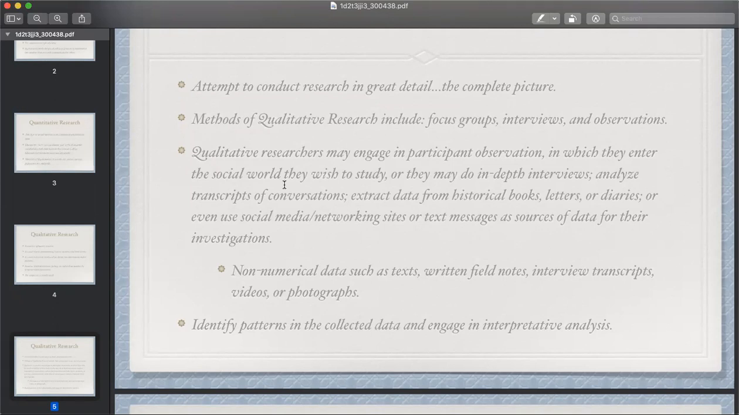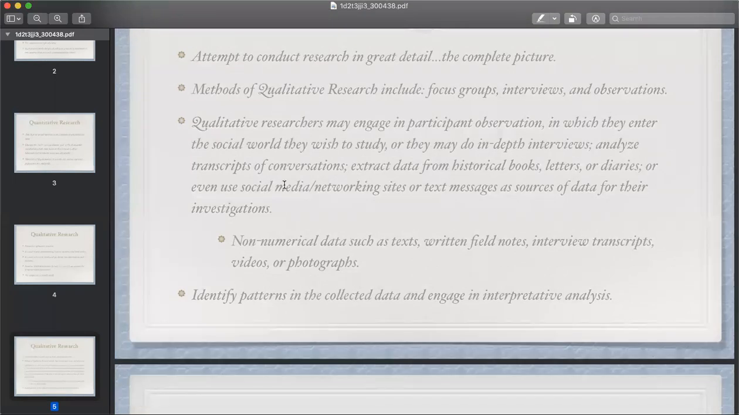Now, when we start to look at qualitative research, we can look at our in-depth interviews and the transcript of those in-depth interviews. We analyze the data, the information that's gathered. We look at historical books, letters, and diaries. What was this person experiencing at this point in history or at this point in their life experiences? We may analyze text messages or social media or networking.